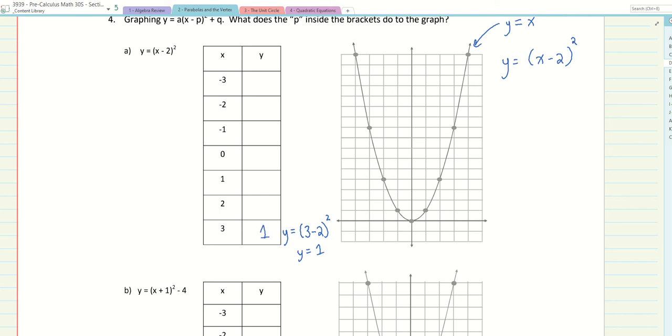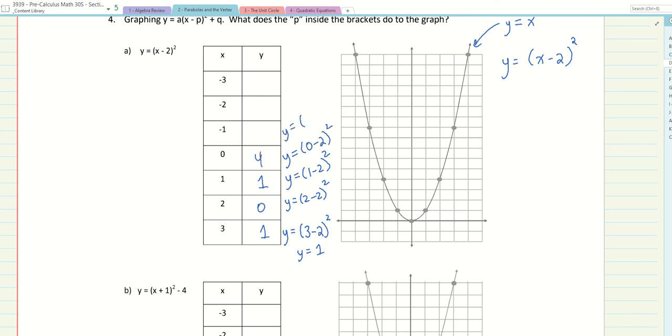Okay? For the next one, our input is 2. 2 minus 2 is 0. Squared is 0. Our next one is 1. 1 minus 2 is negative 1. Square it. Negative 1 times negative 1 is positive 1. Plug in a 0. 0 minus 2 is negative 2. Square it, and we get 4. Let's do one more here.